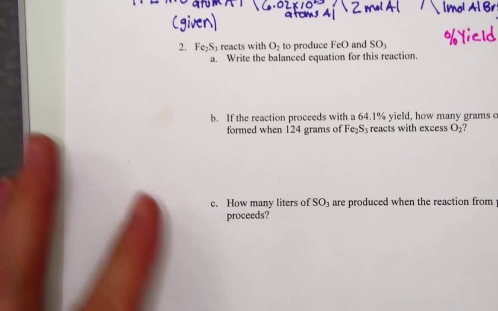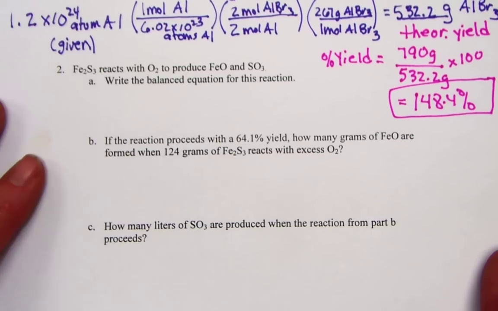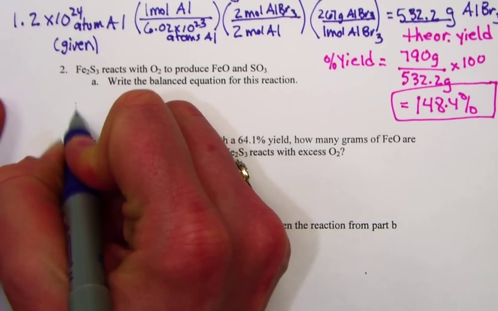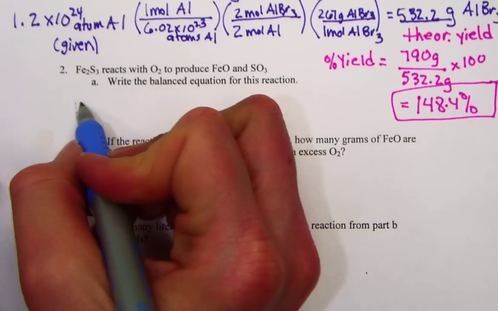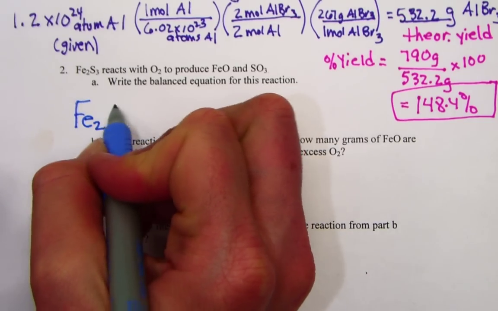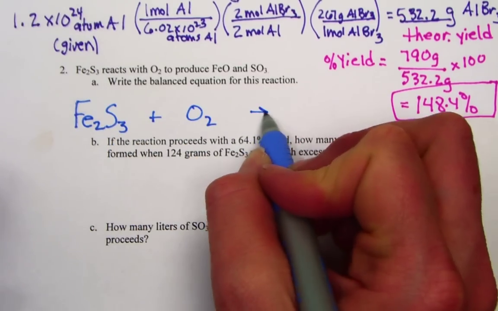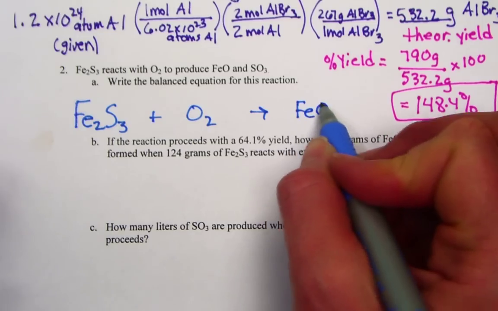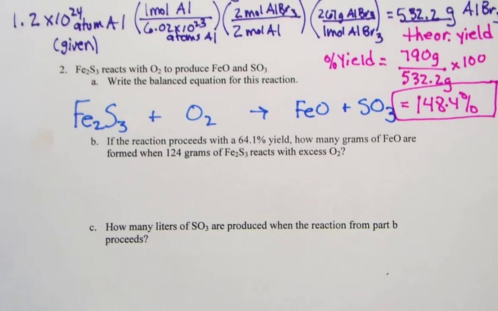In the first equation, we would begin with Fe2S3 plus O2 yielding FeO and SO3. We'll begin with trying to balance.